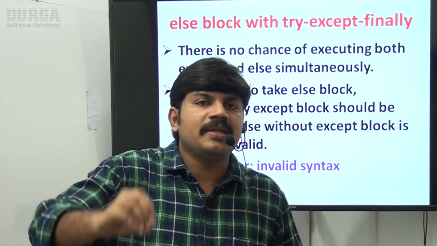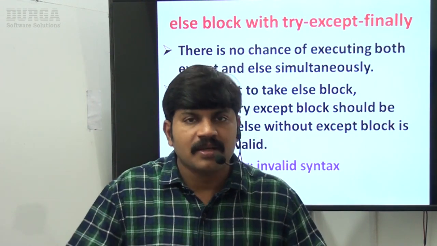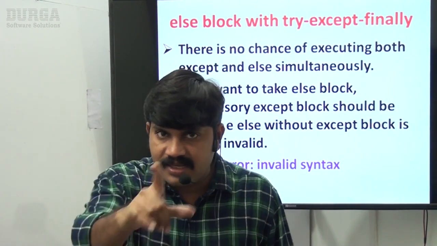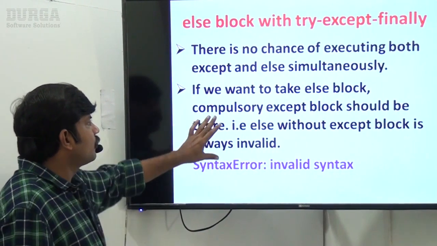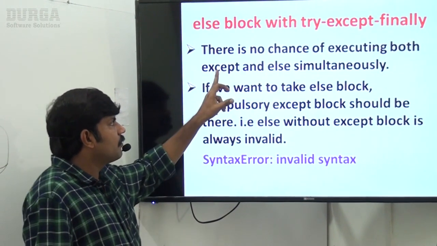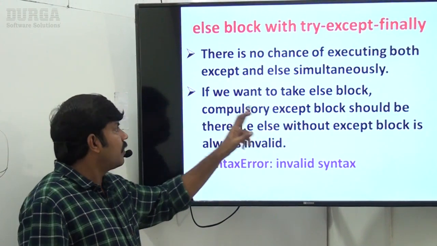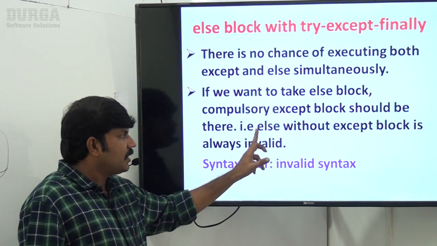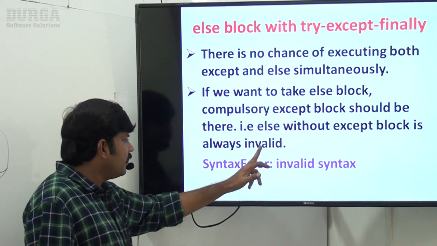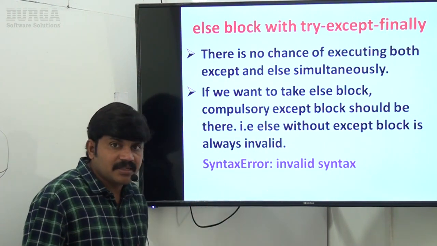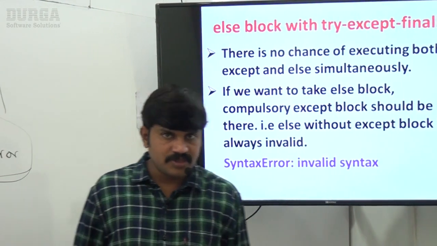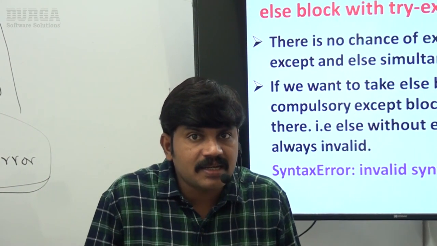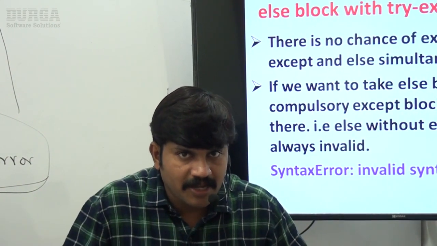Next, without writing an except block, we can't write an else block. Else without except block is always invalid, always a syntax error. Clear, right? Observe very carefully these two conclusions also. There is no chance of executing both except and else simultaneously. If we want to take an else block, a compulsory except block should be there. Else without except block is always invalid, you are going to get a syntax error if you try to use it. Any doubt up to this? Clear, right? But I still didn't cover where exactly this else requirement is there. That part I will explain.